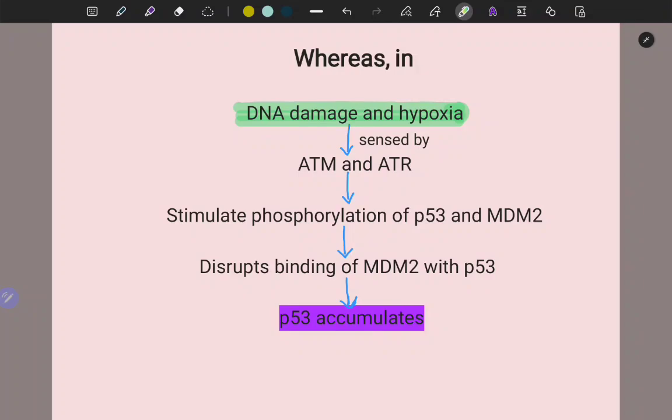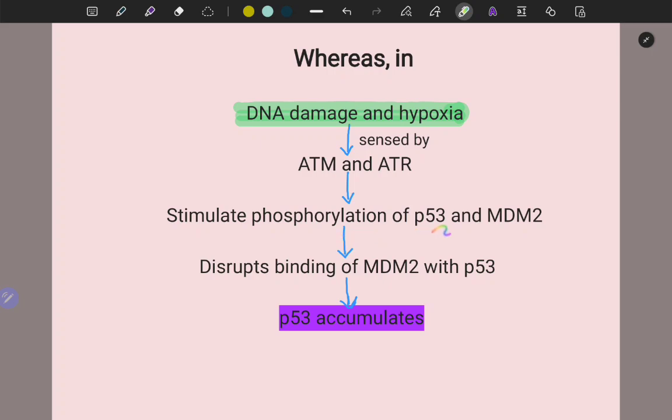Whereas when there is DNA damage or there is cellular stress in the form of hypoxia, these are sensed by two proteins, ATM and ATR. ATM stands for ataxia telangiectasia mutated, and ATR stands for ataxia telangiectasia and RAD3 related protein. So these two proteins, when they sense DNA damage or hypoxia, stimulate phosphorylation of P53 protein and MDM2 protein. So it means it adds a phosphate group to these two proteins.